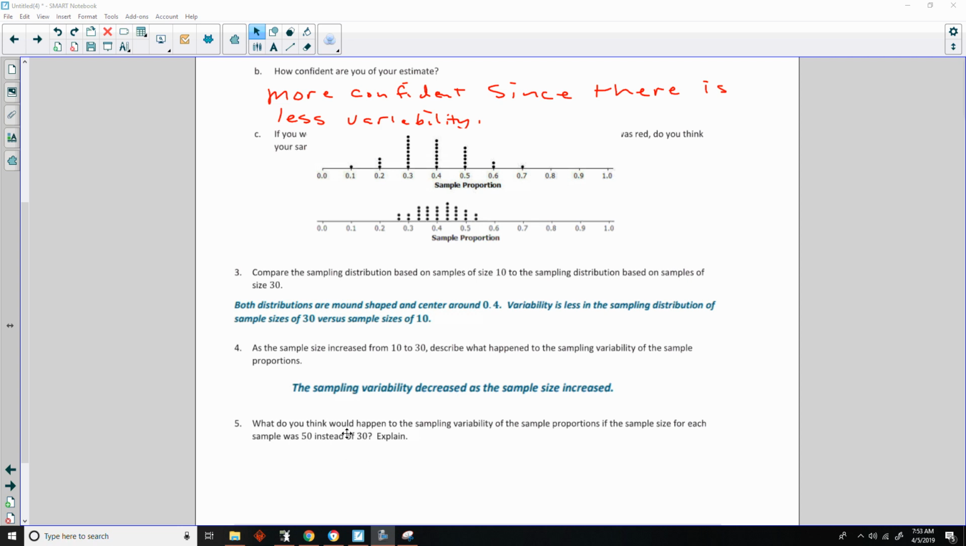5, what do you think would happen to the sampling variability of the sample proportions if the sample size for each sample was increased to 50 instead of 30? Explain. Okay, the sampling variability in the sampling distribution for the samples of size 50 will be less than the sampling variability of the sampling distribution for the sample size of 30.